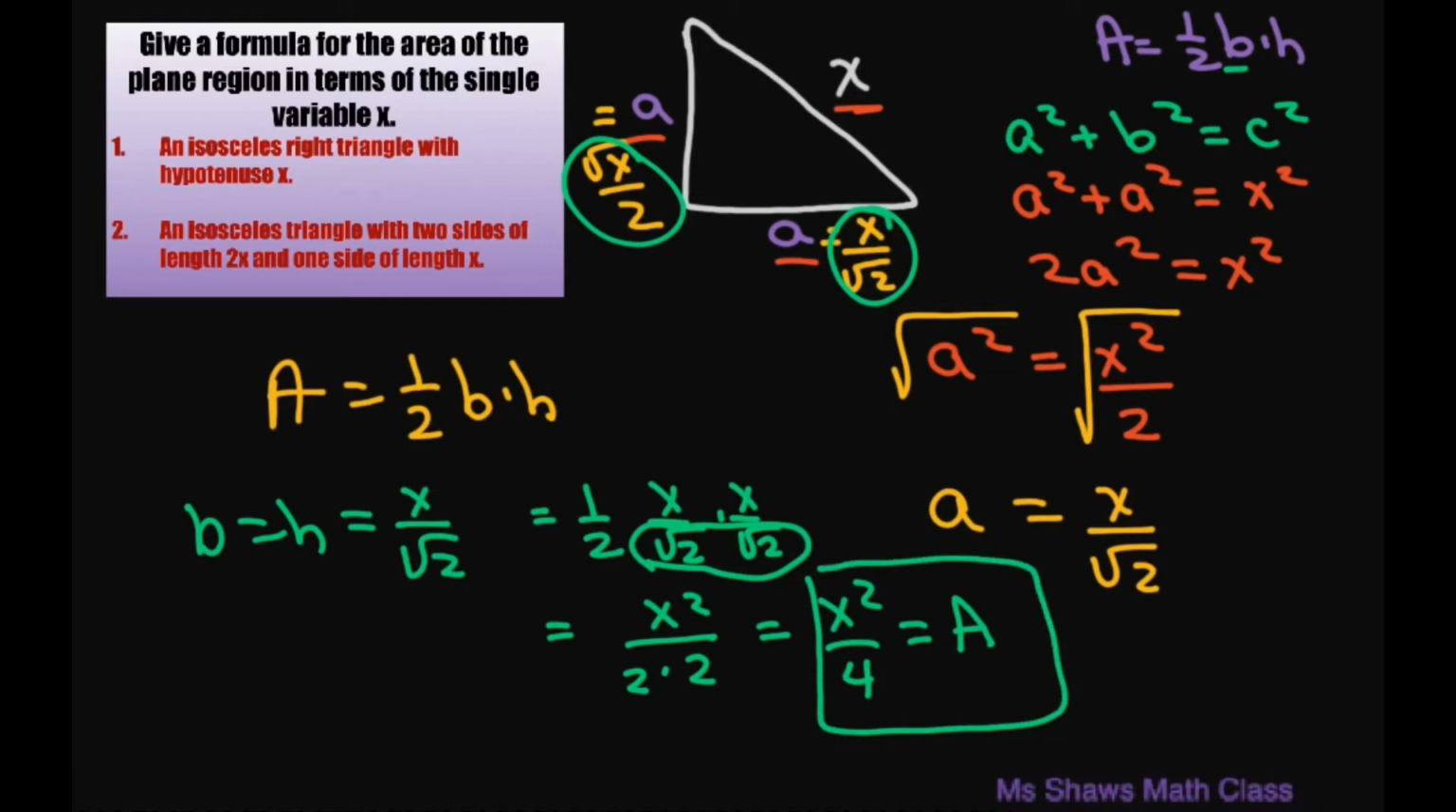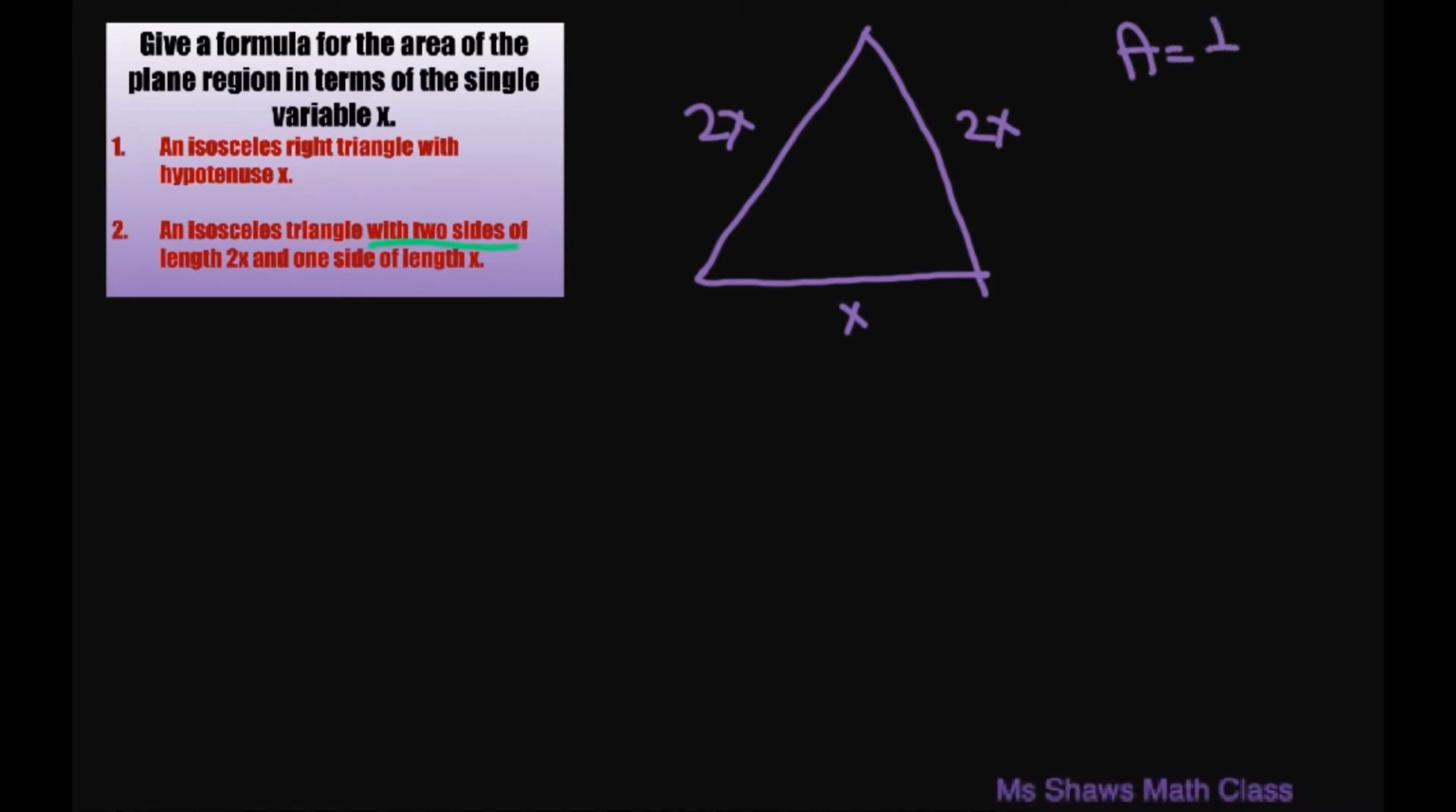Now the next one is an isosceles triangle with two sides of length 2x. So let's do it like this. We have 2x, 2x, and one side is just x. So again, we're going to have to use the formula area equals 1/2 base times height. If I draw, I need to find my height here. So I'm going to use this base.